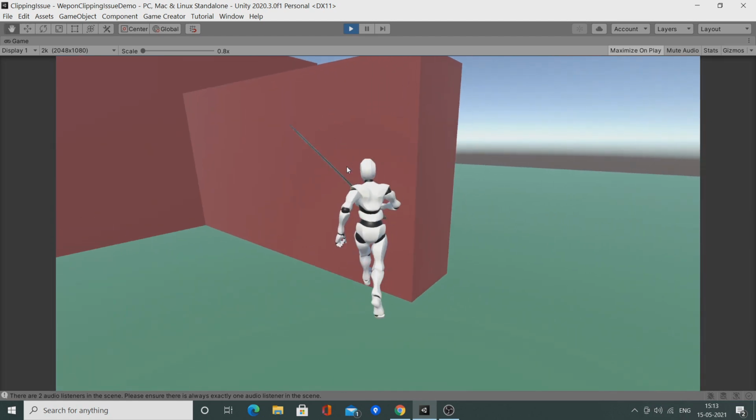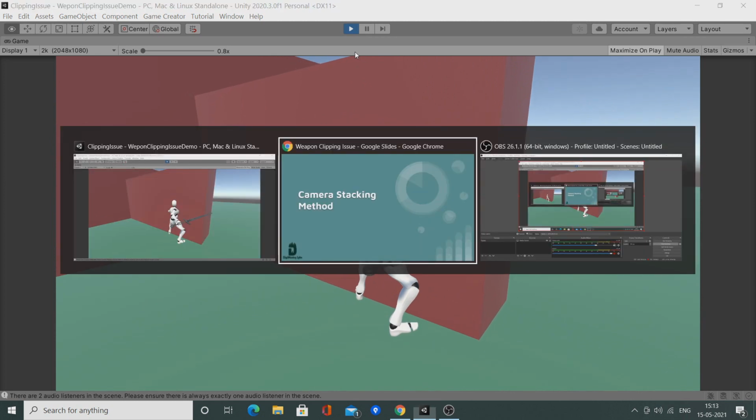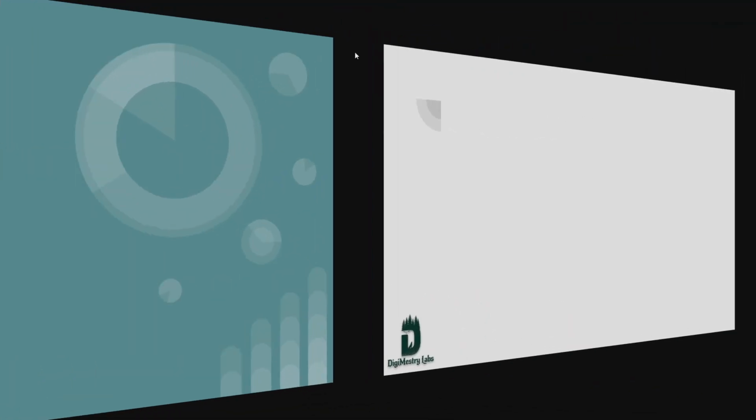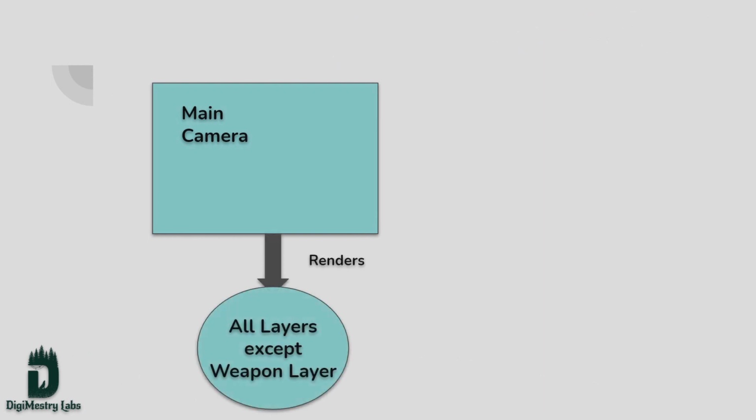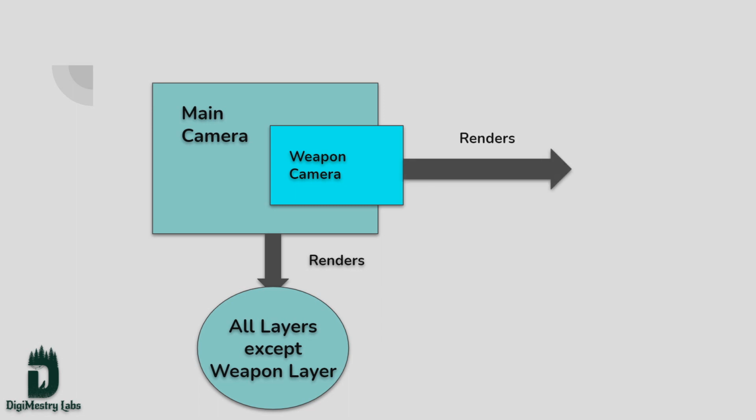So, to sum it up, we have the main camera setup. It renders the game objects in all the layers except the weapon layer. On top of the main camera, we added another camera, that is the overlay camera. We named it the weapon camera. The weapon camera only renders the game objects present in the weapon layer. This rendering happens on top of all other game objects present inside other layers, and hence fixing the issue.